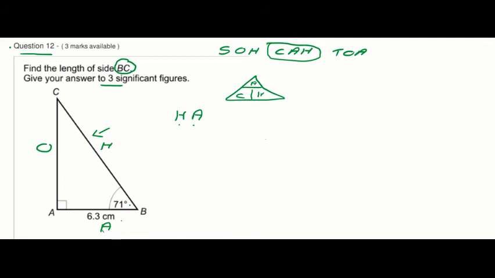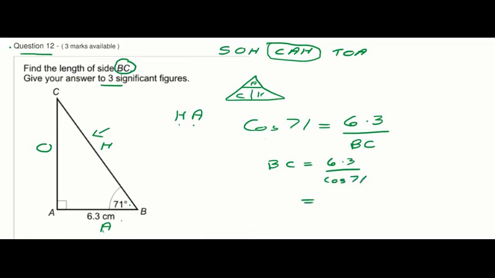So we can say that the cos of 71 is equal to the adjacent, which is 6.3, over the hypotenuse, which is BC. Now that BC is what we don't know, so I'll rearrange this equation. BC is equal to 6.3 divided by the cos of 71, and if I put that into my calculator, the answer is 19.35 something something.